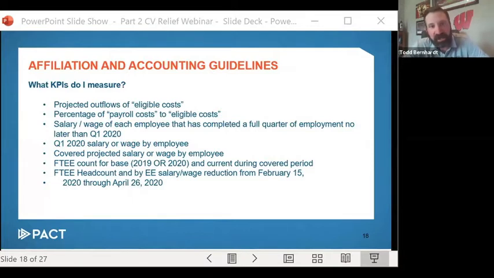You also have to look at how you paid people. There's a 25% rule where if you reduce someone's salary by more than 25%, your loan forgiveness goes down. So that's a big area that's going to be hard to track.